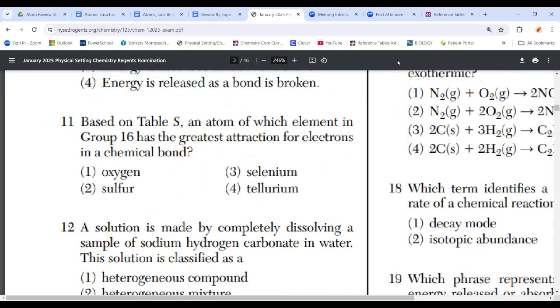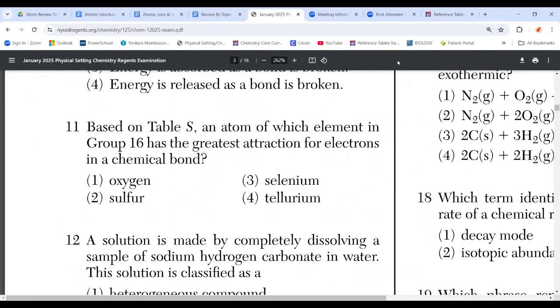Based on table S. So table S has listed on it all of the 3 major periodic trends. They don't have the actual pattern. So there's a pattern to the way that the atoms change in electronegativity, ionization energy, and radius. So if you don't know what those 3 things are, that's a problem. So those are your 3 definitions you must know for periodic trends. That's electronegativity.